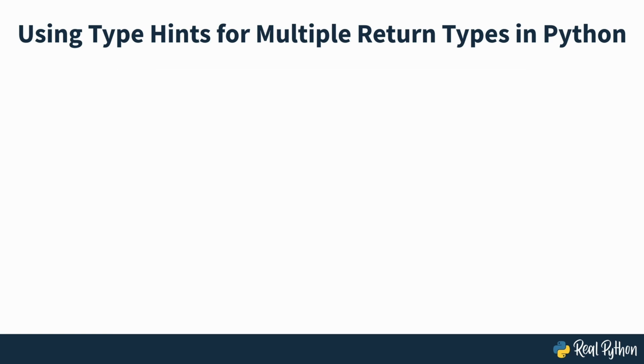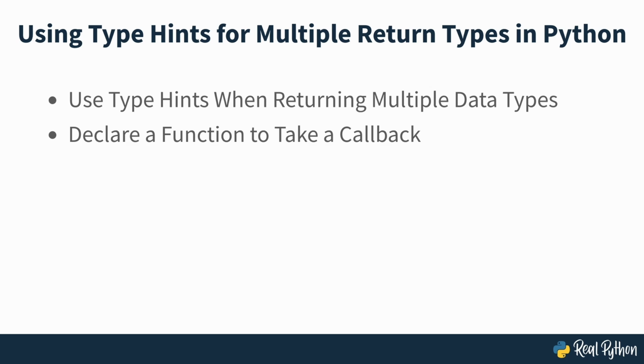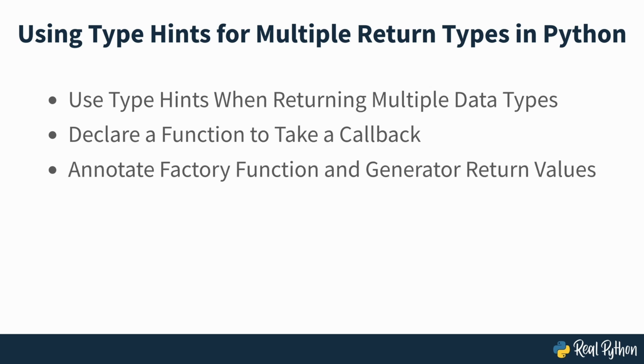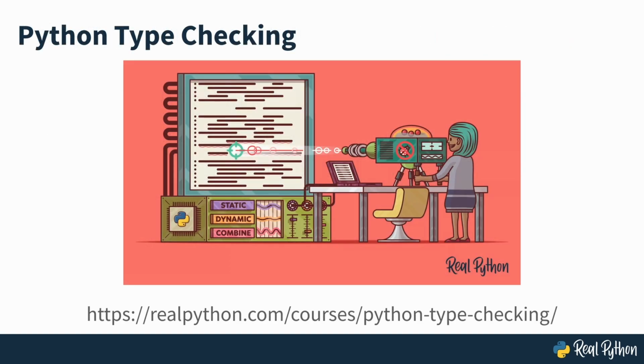In this course, you'll see how to use type hints when returning multiple data types, see how to declare a function to take a callback, annotate return values of factory functions and generators, improve readability with type hints, and leverage type checking tools. To get the most out of this course, you should know the basics of what type hints in Python are and how to use them, and Real Python has you covered with this course.